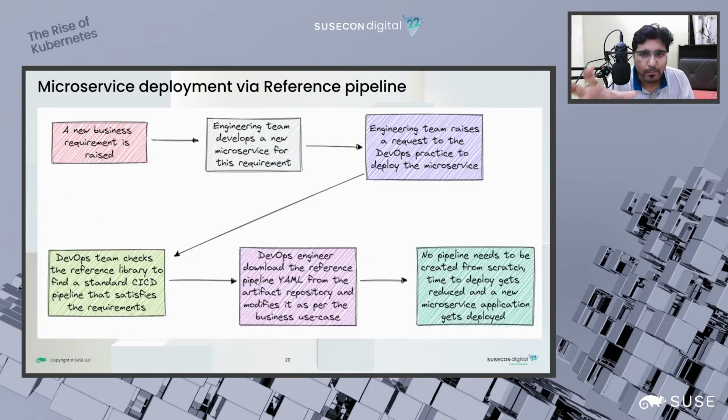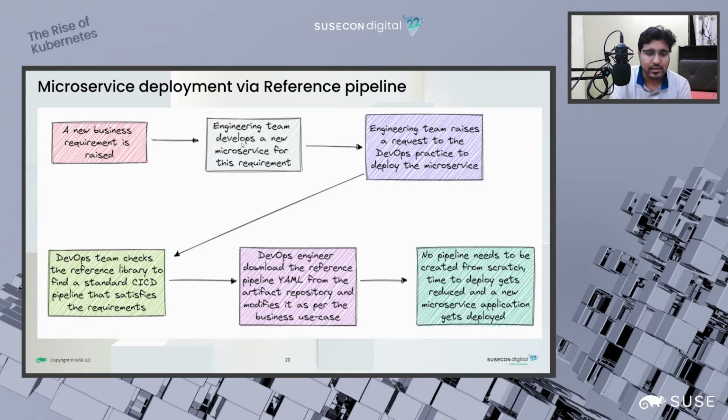So if, for example, we have this reference pipeline, what will be a standard architecture or process to deploy a new microservice? So for example, I have a new business requirement, and an engineering team is developing a new microservice. Say they have created it using C# for that requirement. Now an engineering team has just done the coding. Now they will request the DevOps engineer in their team to deploy this new microservice onto the container platform.